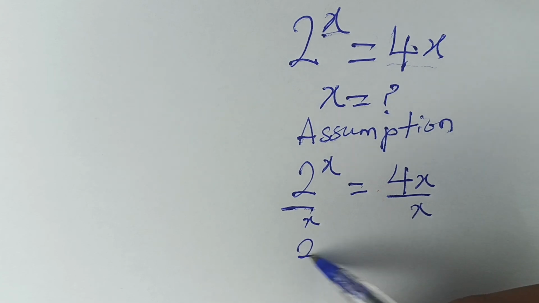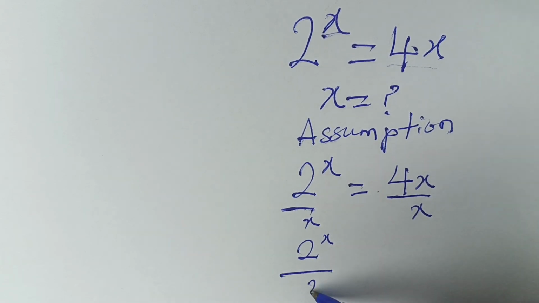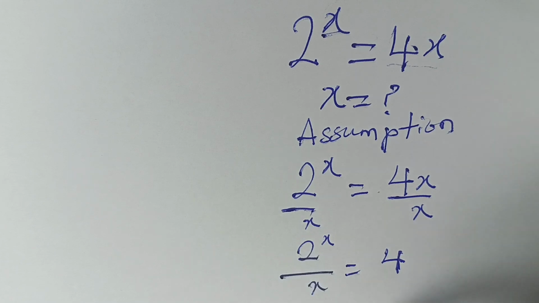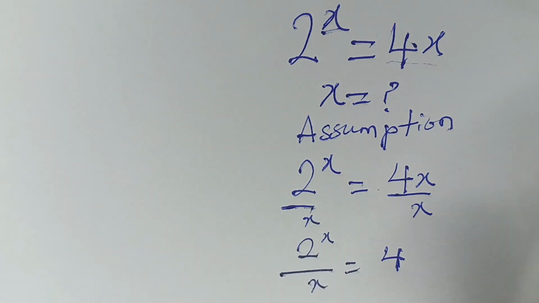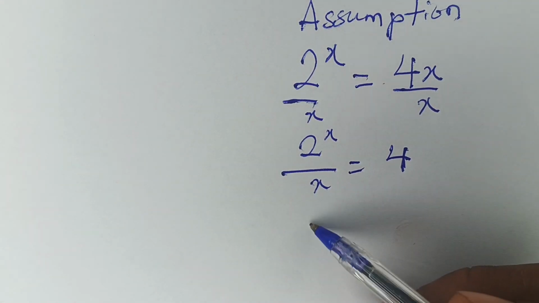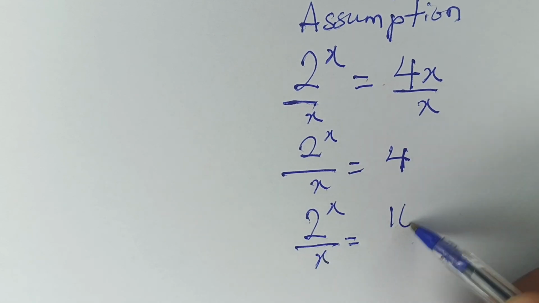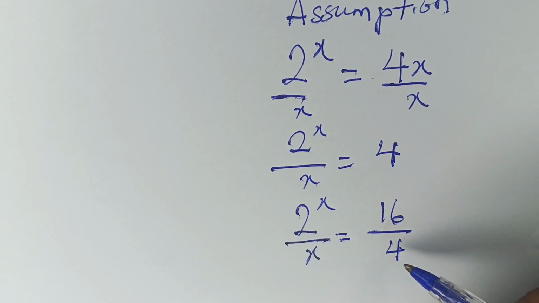Now, dividing through by x, we can get that 2 raised to power x over x is equal to 4. Now, 4 is something as 16 divided by 4, because 4 times 4 is 16. So we can say 2 raised to power x divided by x is equal to 16 divided by 4.